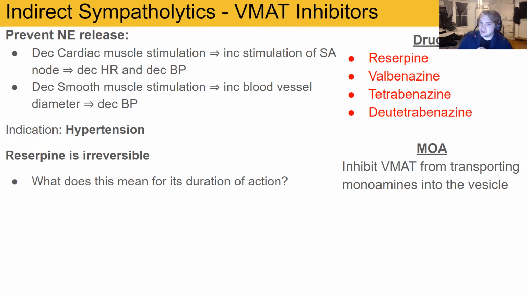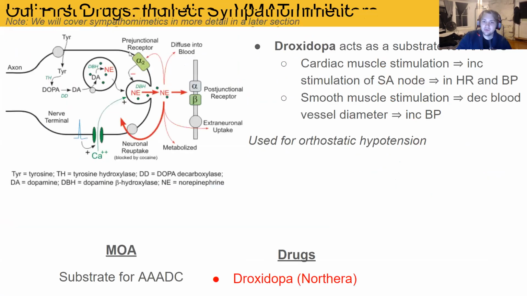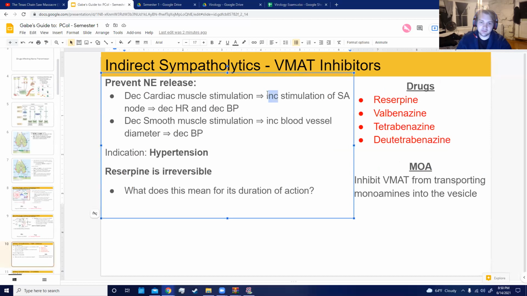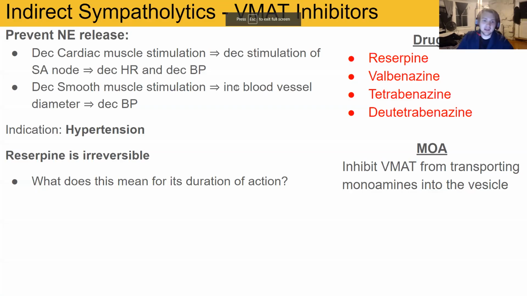We have 4 drugs that do this: reserpine, valbenazine, tetrabenazine, deutetrabenazine. And the biggest effect is preventing that norepinephrine release. So just like how we saw with increasing norepinephrine, decreasing norepinephrine is going to have the opposite effects. Whoops, this should be decrease. We're going to be decreasing that cardiac muscle stimulation, which is going to decrease the stimulation on the SA node, which effectively has a decrease on the heart rate and the blood pressure.